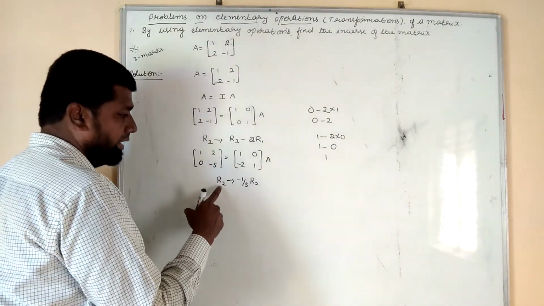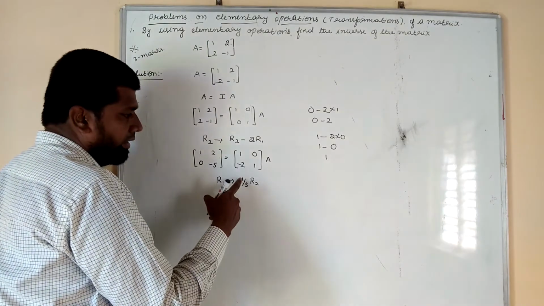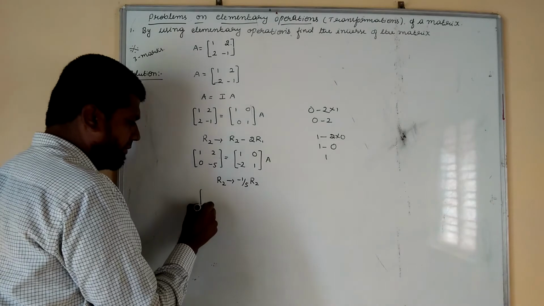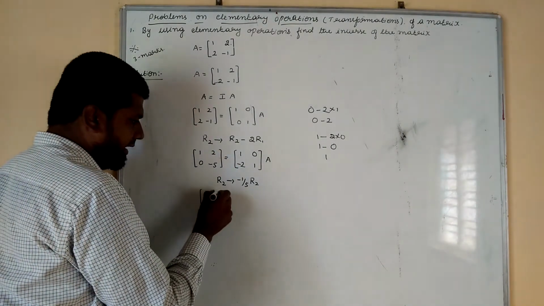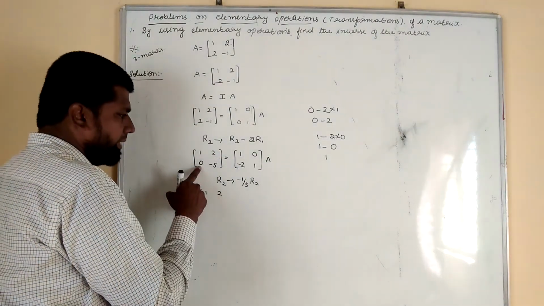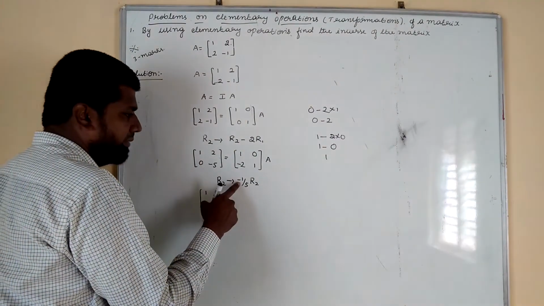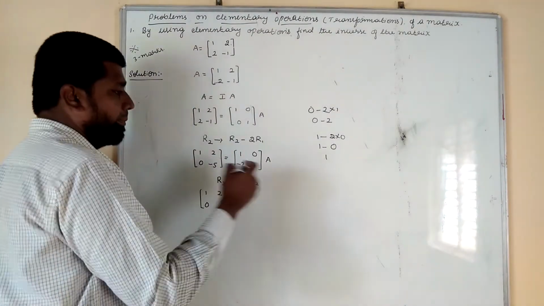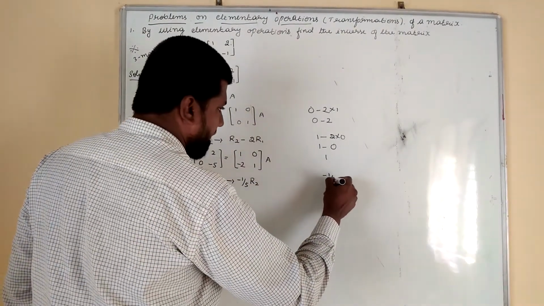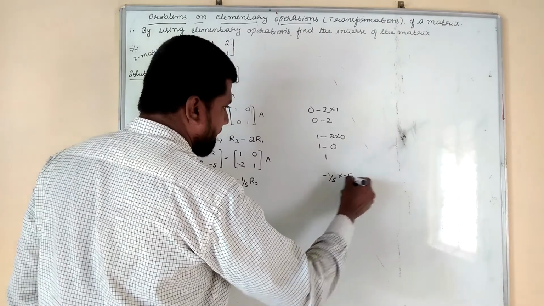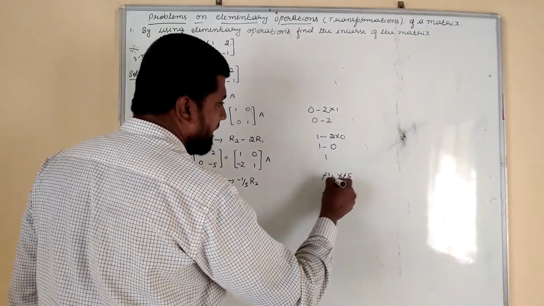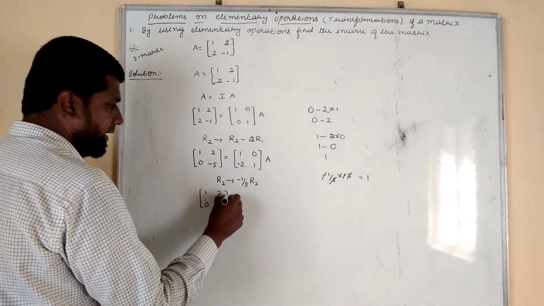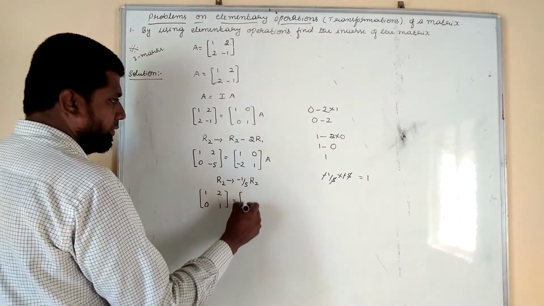Very important question. R2 changes to R2 multiplied by minus 1 by 5. So let us multiply. Write the first row the same, 1 2. If you multiply 0 into minus 1 by 5, it is 0. Then if you multiply minus 1 by 5 into minus 5, what are you getting? Minus into minus is plus, the 5s get cancelled, you are getting 1 here. So write it here 1. Then that is equal to 1 0.